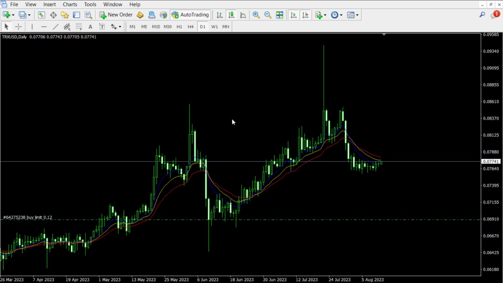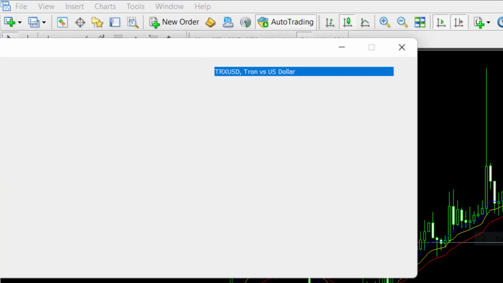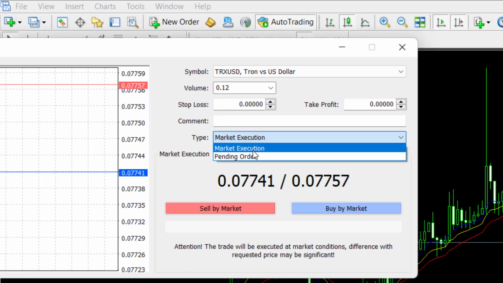Additionally, we have the option to initiate a sell limit order. In this scenario, a pending sell order is placed at a rate higher than the current market rate.